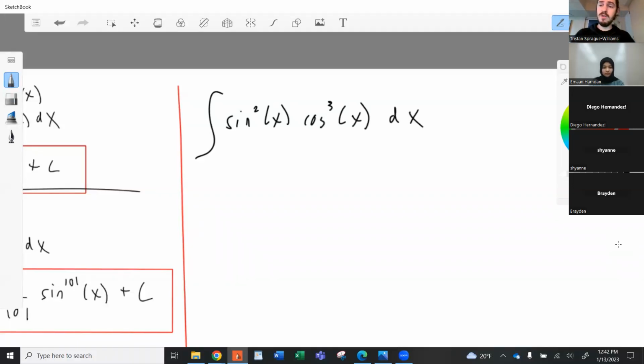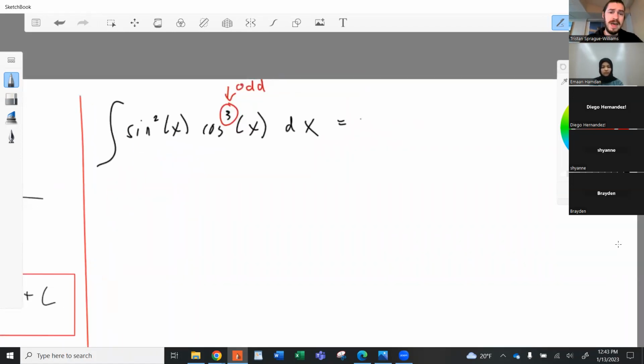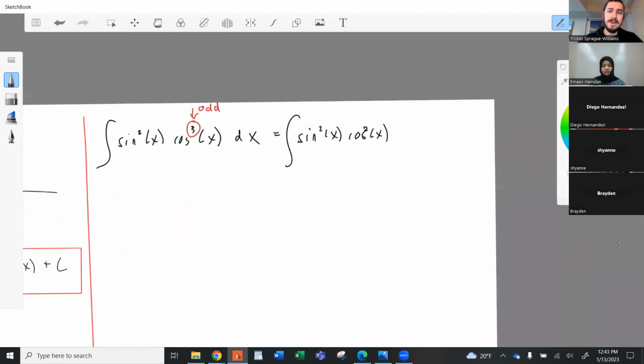Well, if one of them is odd, then you have a really nice way to do this. If one of the two powers on sine or cosine is odd, then you can say, I can peel off one of them, right? And then have an even number left over. So let's write that. Sine squared times cosine squared, and then one copy of cosine.